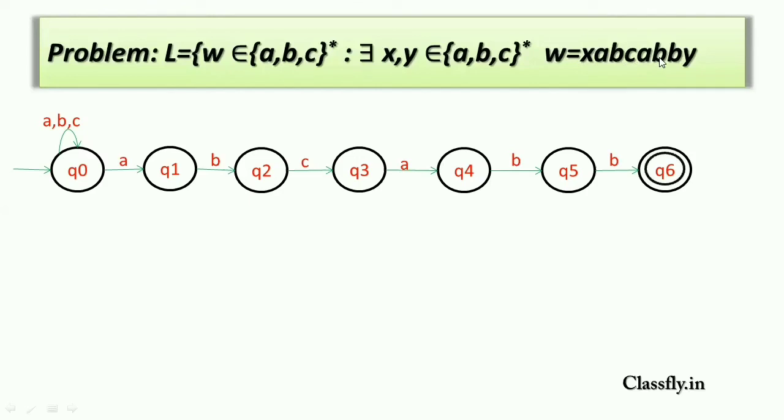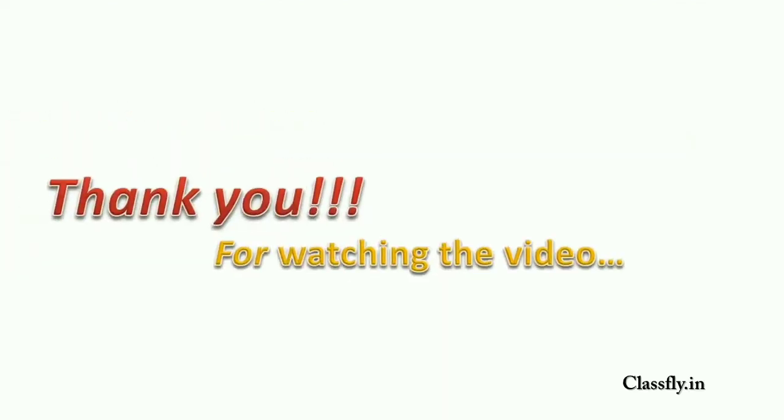Next, Q6 is the final state, and it has a self loop of A, B, C. That indicates Y. Y is also any number of A, B, C's, 0 or more can be used. Hence a self loop is used on Q6, indicating Y. So these two self loops indicate X and Y, and the string mentioned in the problem is satisfied in the given transition diagram. Hence, this is the solution for the given problem. So finally, thank you for watching the video.